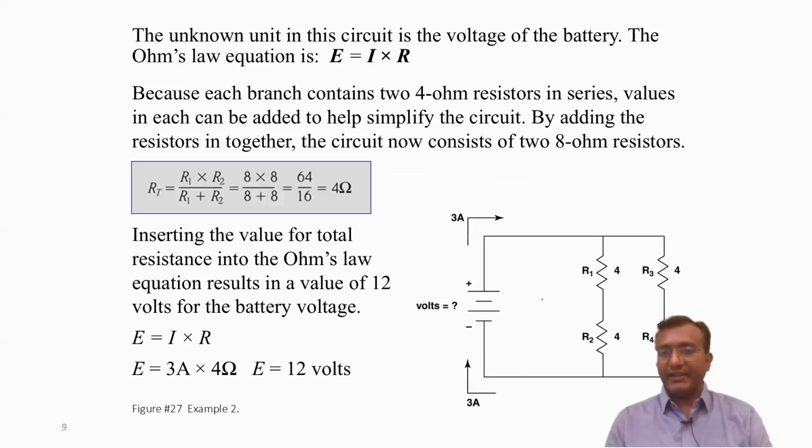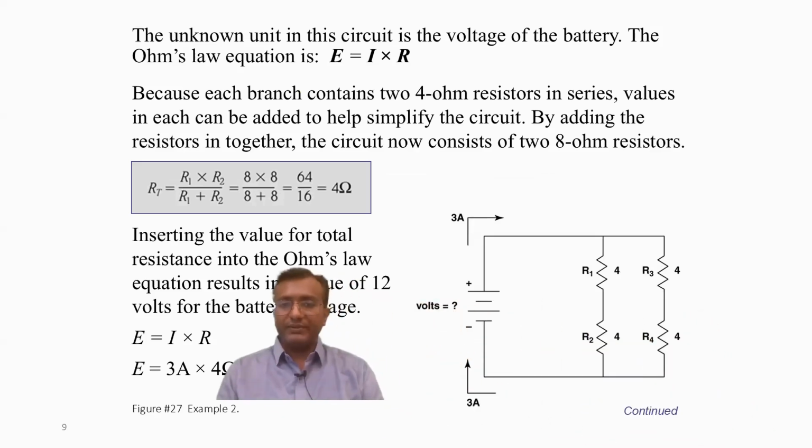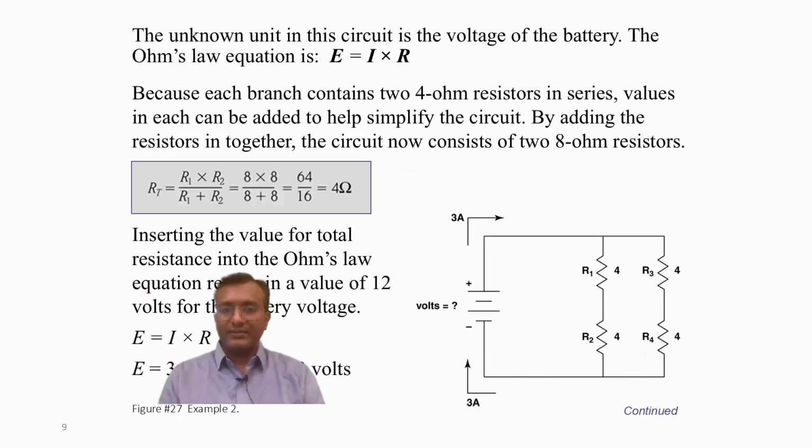Now consider this example. I'll shift my focus over here. Now in this case, you can see we don't know the supply voltage, but we have the value of the current coming from this battery, and we have the values of the individual resistances. So let's find out. First, we have to find out the total resistance of the system. That is given by, here it is nothing but 4 and 4.